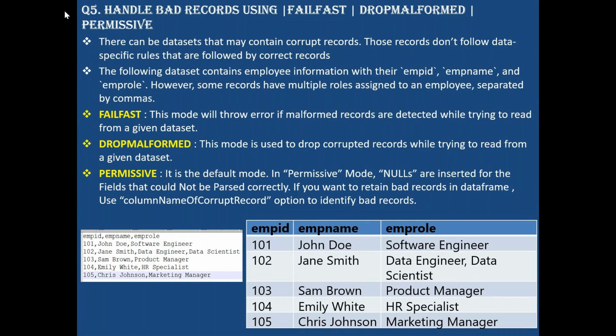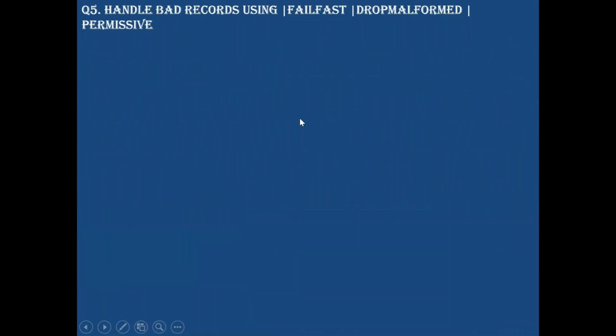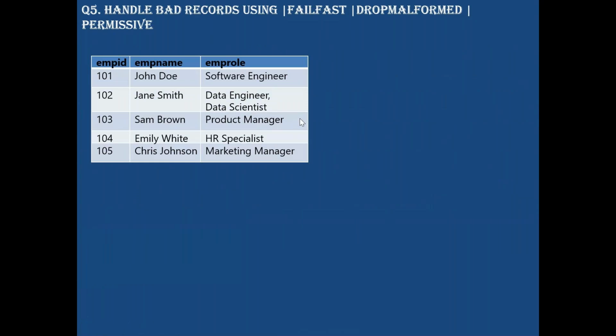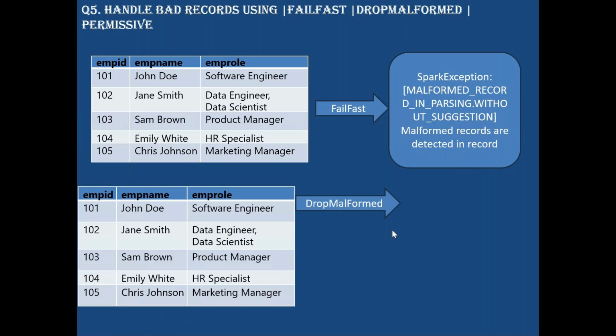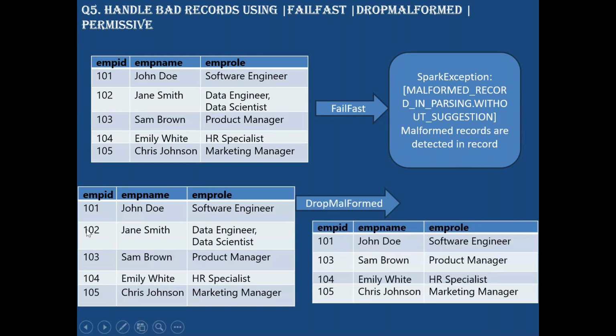Everybody understood till here? Please give some confirmation quickly. Yes. Okay, now let's quickly discuss the modes. First one is on this data. If I apply fail fast, it is going to fail. It says malformed records are detected in the record, and it can also tell you which record it is, like malformed records are detected in record 102 Jane Smith. That information it is going to give you if you use fail fast. If you use drop malformed, you see one or two records which are not there in the output. It just dropped the bad record and keeps only the good data. Understood?